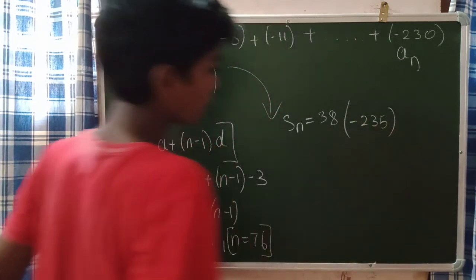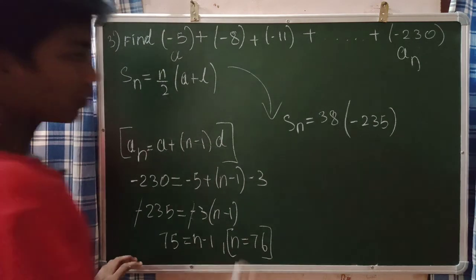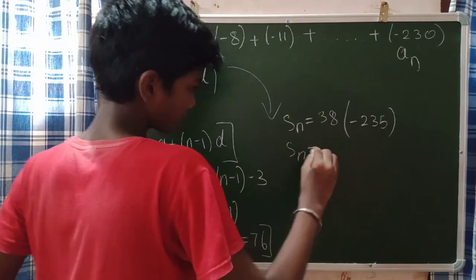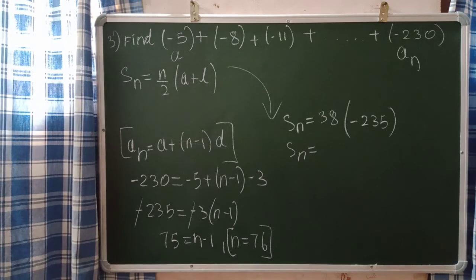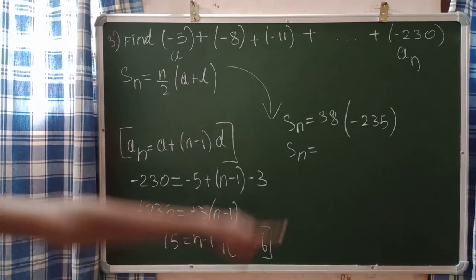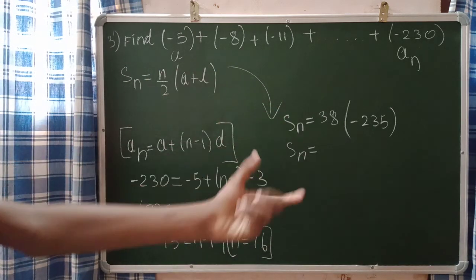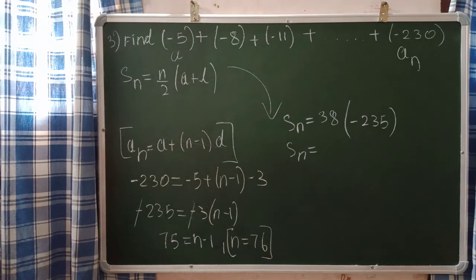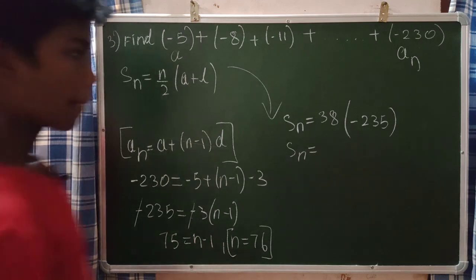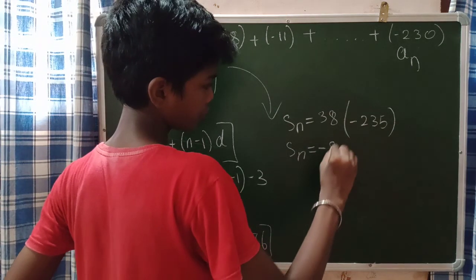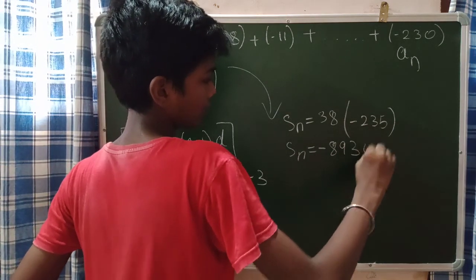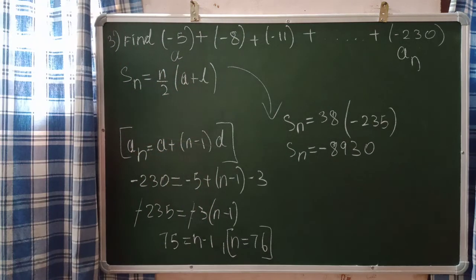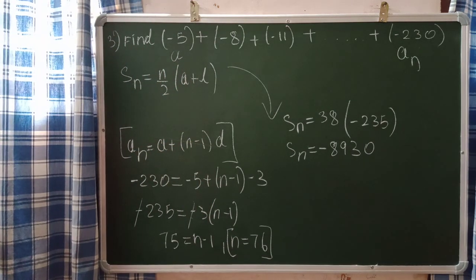And you need to find the value of this. So 38 is your n by 2, because 76 by 2 is 38, and first term plus last term is minus 5 plus minus 230. And what will be the value of this? I think minus 8930, correct? 40 minus 2. Guys, I think minus 8930.